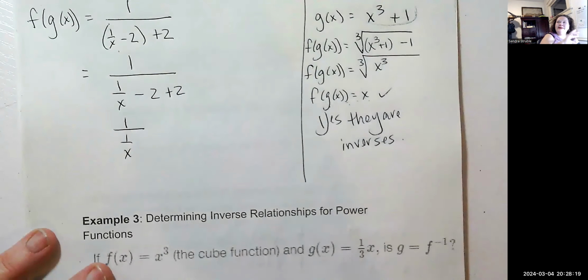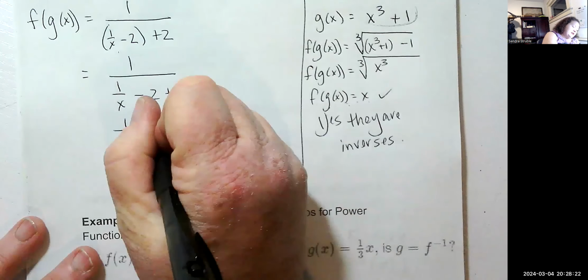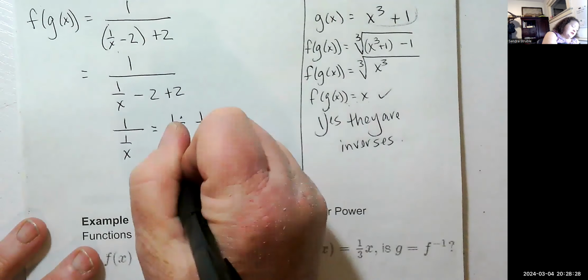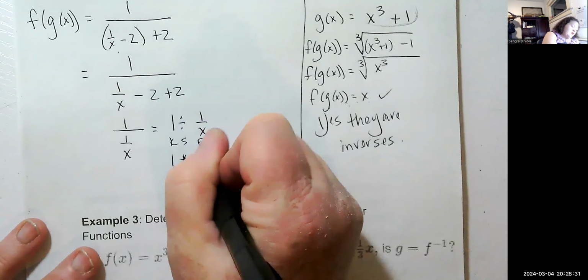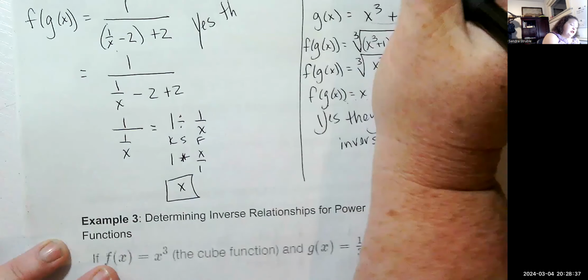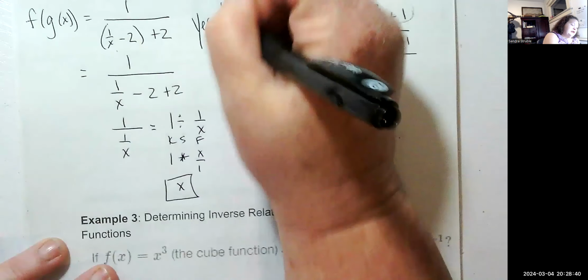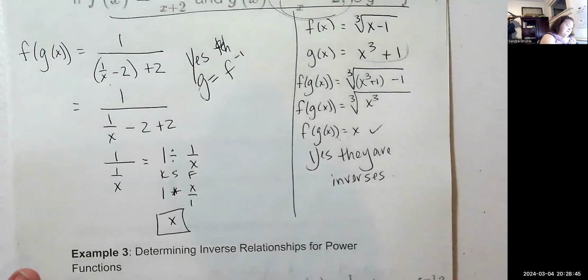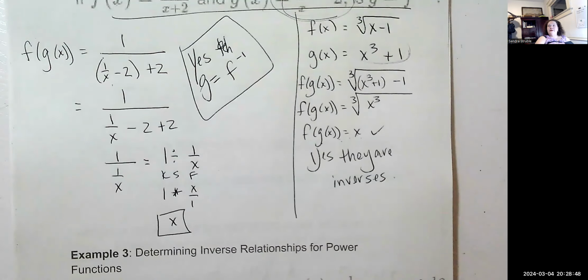So I don't know how you think of this. I think of it as just a flip, but if it helps you to see this better, this is 1 divided by 1 over x. Keep, switch, flip is 1 times x over 1, and that is just x. So yes, g is equal to the inverse of f. And we know that because taking the f of g of x gives us x. And so therefore, yes, they are inverses. If we would have gotten anything else besides x, they would not have been inverses. And the answer would have been no.